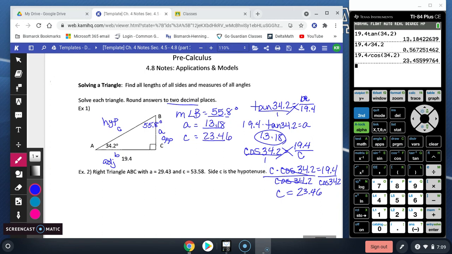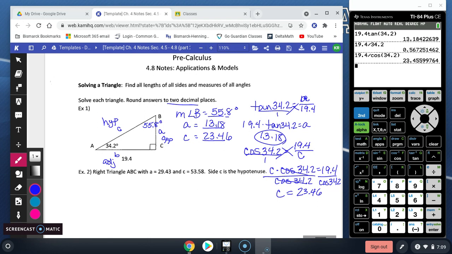Okay, I do suggest you take a minute, look at your solutions, make sure they make sense. c is your hypotenuse, so c should be the longest of your sides, and it is. So I feel good about those.